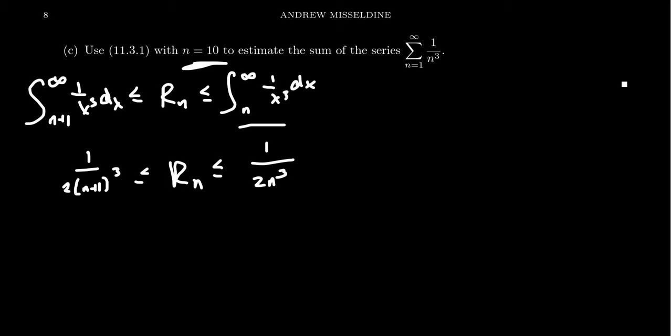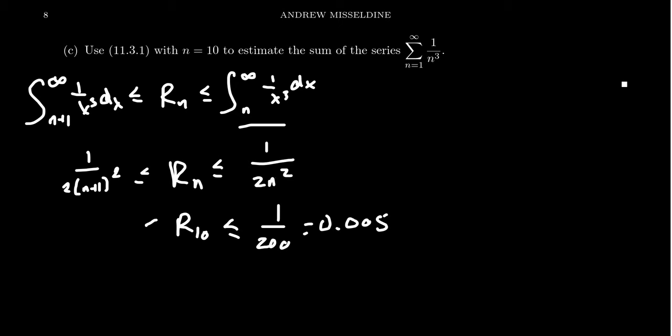And so if we choose n to equal 10, on the right-hand side, the remainder with 10 will be less than 1 over... not 2,000. I erroneously carried some 3s in there. That should be a 2. Those are squares, and therefore we only get 1 over 200, which is the 0.005 that we saw before.